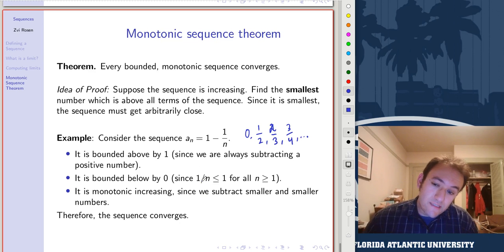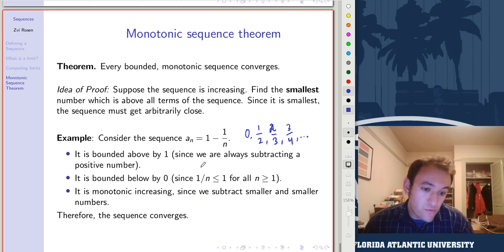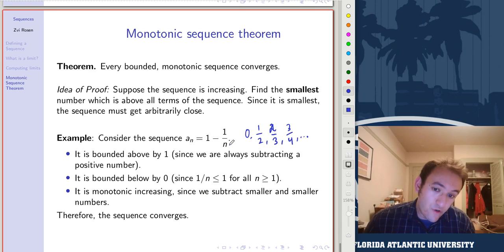So we know that this sequence is bounded above by 1, since we're always subtracting a positive number. 1 over n is always positive, so this is always bounded above by 1. We know also that it's bounded below by 0, since 1 over n is always less than or equal to 1, and so when you compute 1 minus 1 over n, it's going to be greater than or equal to 0. That means that it's bounded. Bounded above and bounded below means bounded.